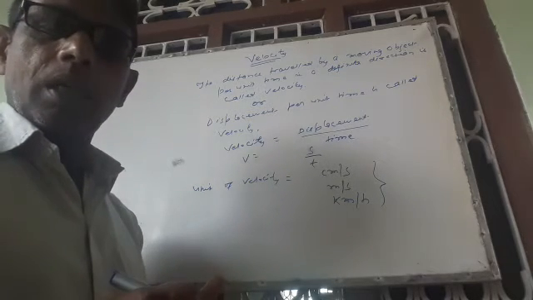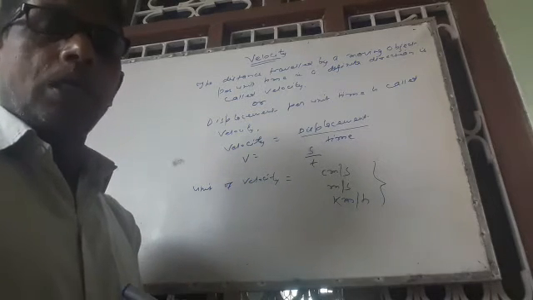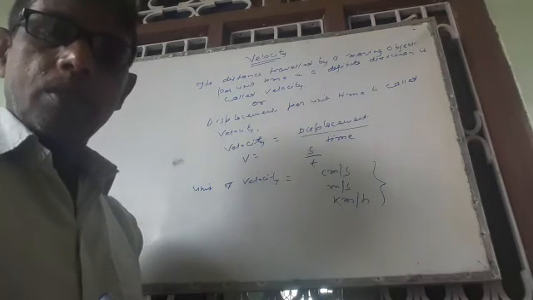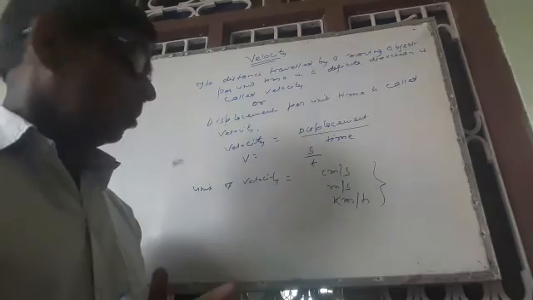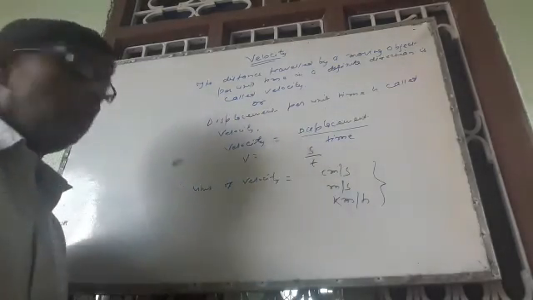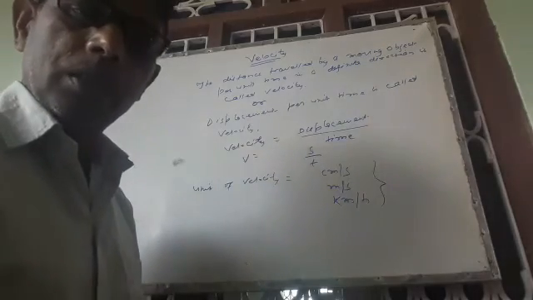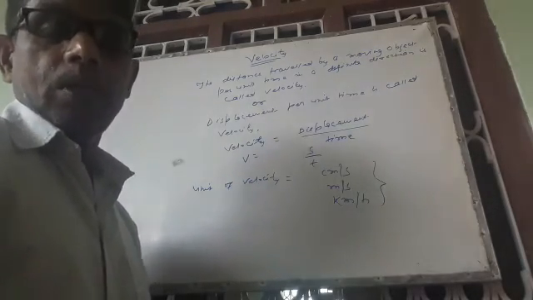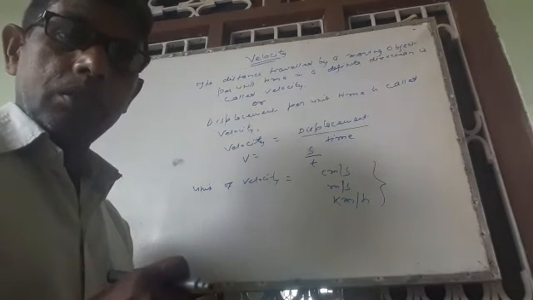In my previous class, I have explained two quantities like scalar and vectors. Here velocity includes direction, that's why velocity is a vector quantity while speed is a scalar quantity.